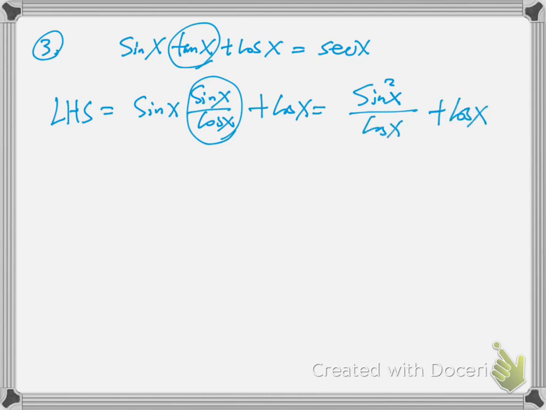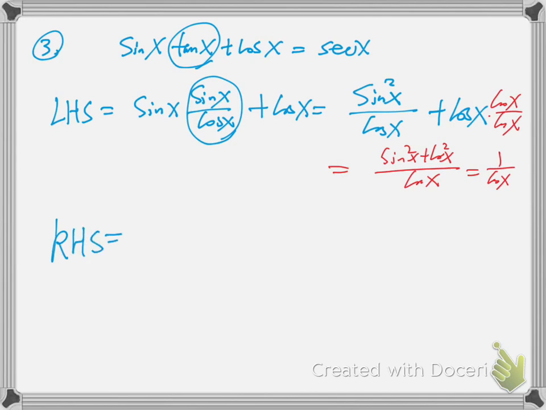If you use the common denominator method, change this to cosine x over cosine x, then you get sine squared plus cosine squared over cosine x. So this is 1 over cosine x. Now what's the right hand side? Right hand side is secant, and secant is 1 over cosine. So we got left hand side is equal to right hand side.